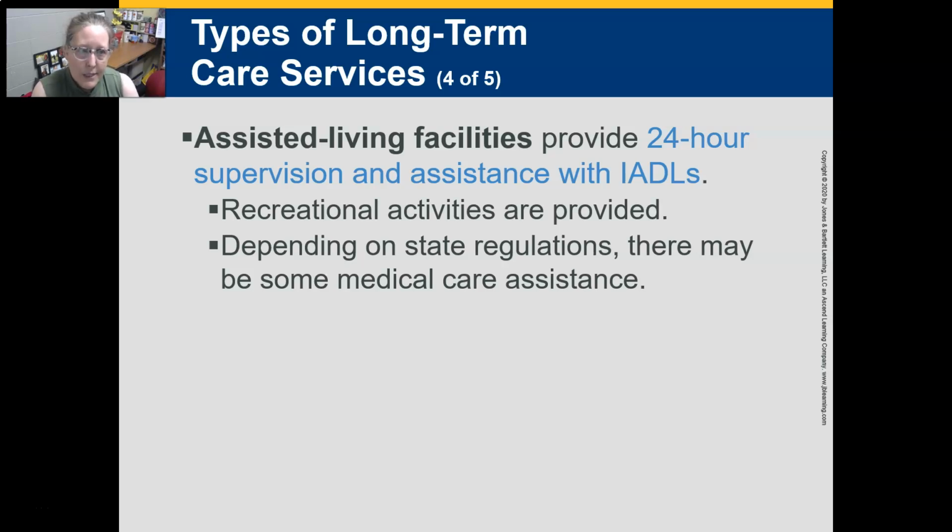So assisted living facilities provide 24-hour supervision and assistance with the instrumental activities of daily living. Recreational activities are provided, and depending on the state regulations, there may be some medical care assistance available. So again, they get help with things like maybe cooking or housekeeping or running some errands, maybe some transportation here and there. And again, they usually have their own little apartment or residential area, or maybe a private room, but somebody is checking in on them regularly to make sure that everything is good.